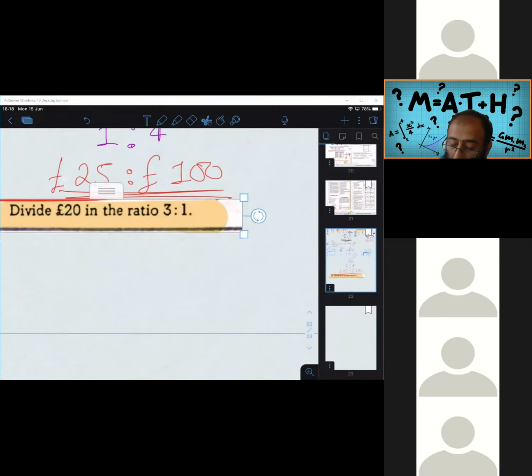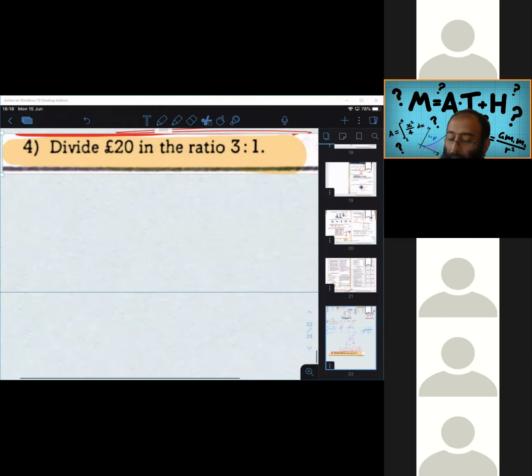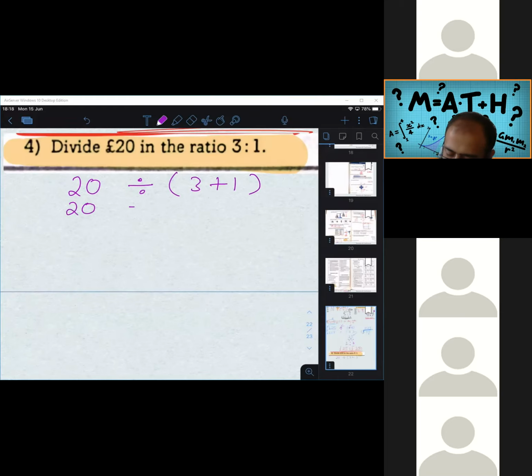Here's the next question. So who else needs help? Ibrahim, your turn. What do we do first, second, third? First, we divide it. So you get 20 pound. You divide it by what? You put brackets, and in the brackets you put 3 add 1. You have to add the ratio. What does that give you? That gives you 4. So 20 divided by 4 equals 5.